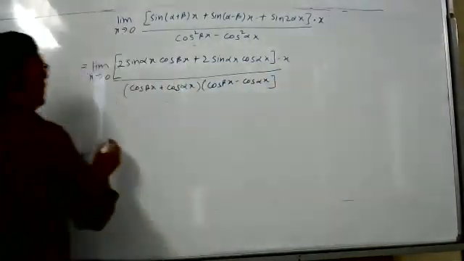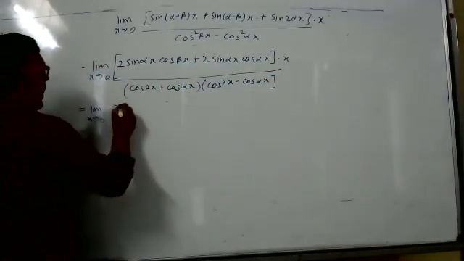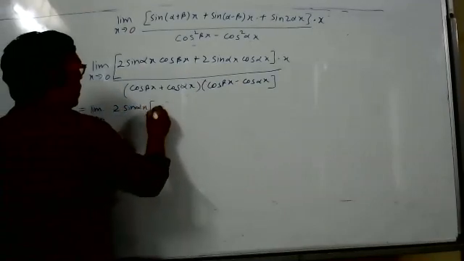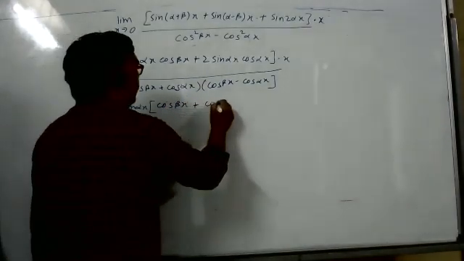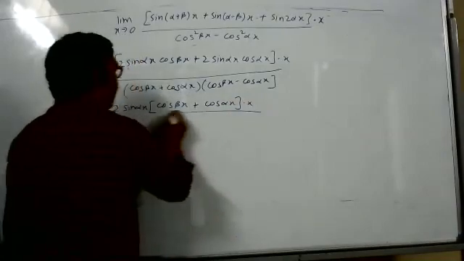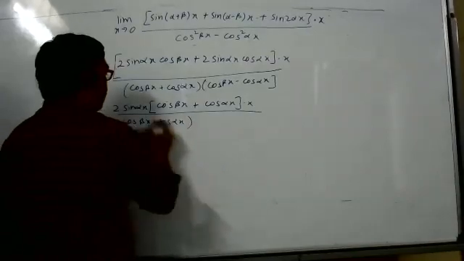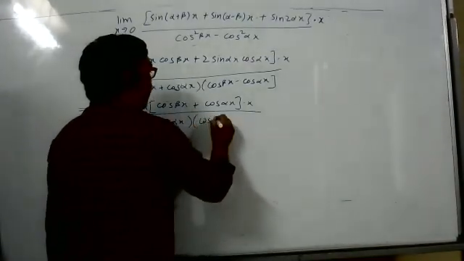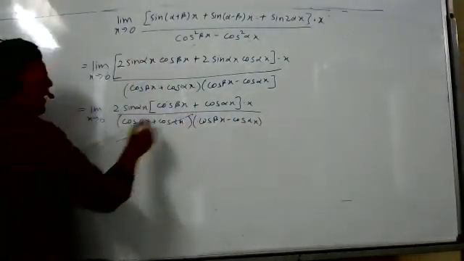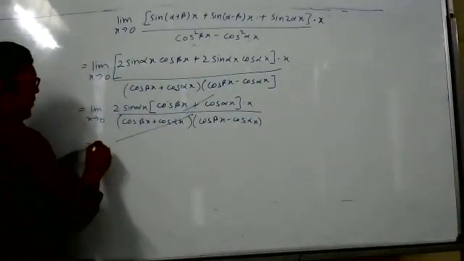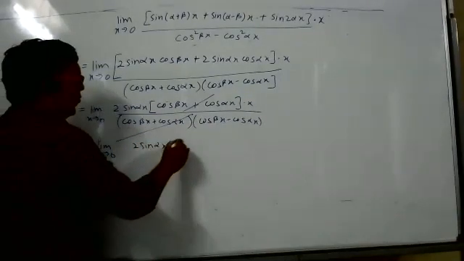Now from the numerator, some factor is common. The common factor is 2 sine alpha x. So what remains after 2 sine alpha x goes out is cos beta x plus cos alpha x, into x, by cos beta x plus cos alpha x, and here cos beta x minus cos alpha x. So now this factor will again get cancelled. We have done all this yesterday. So now, limit x tends to 0, 2 sine alpha x into x.